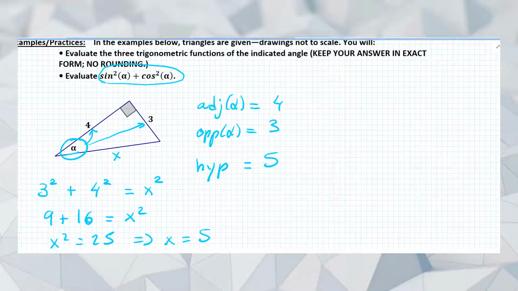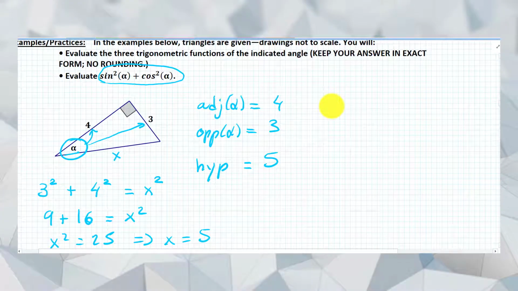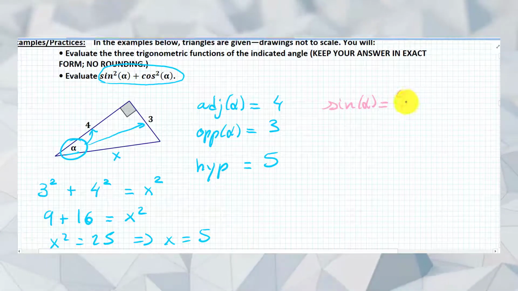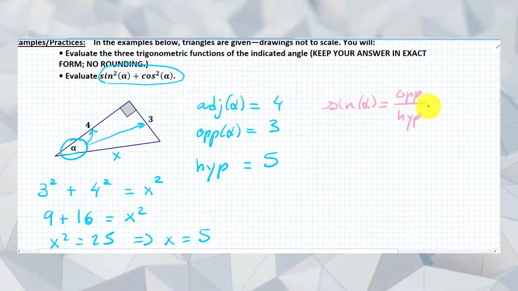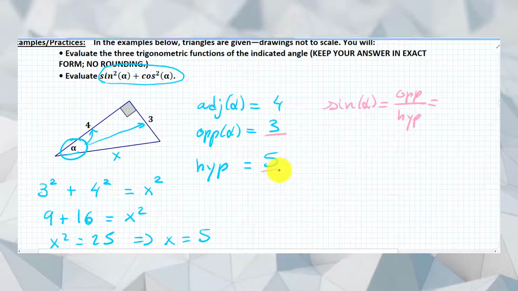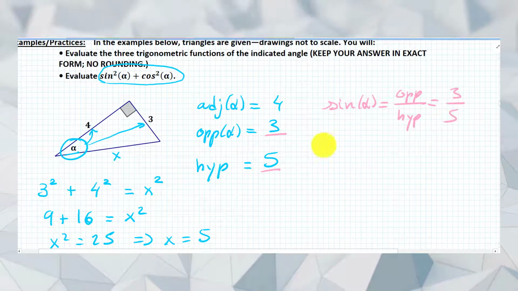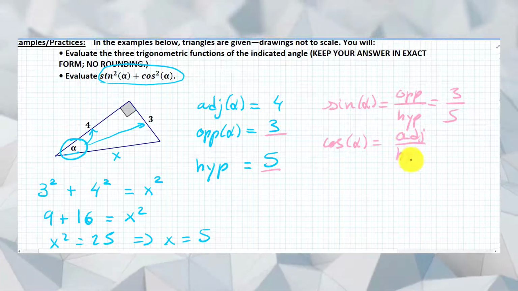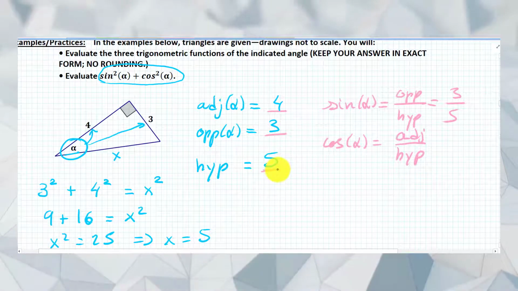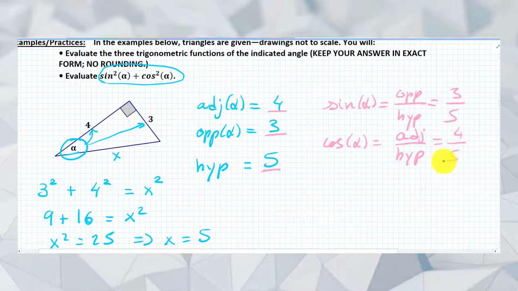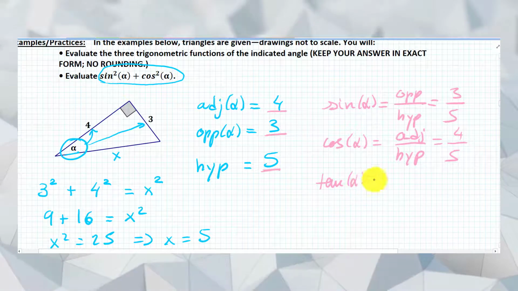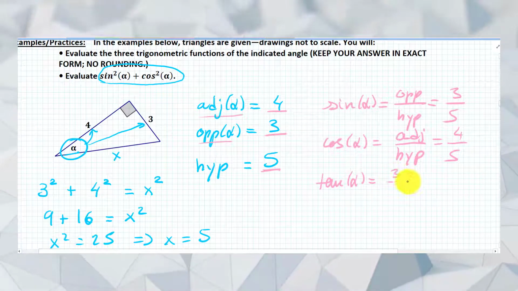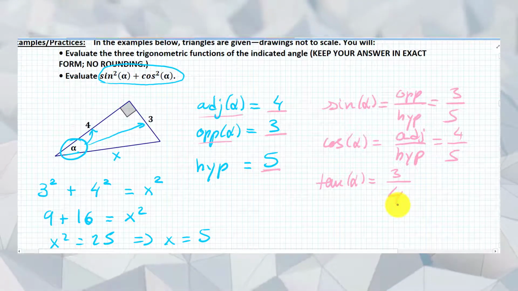So now I can write the value of sine, cosine, and tangent of the angle alpha. What is the sine of alpha? It is the opposite over the hypotenuse. So it is 3 over 5. What is the cosine of alpha? It's the adjacent over the hypotenuse. And so it is 4 over 5. And the tangent of alpha is the opposite over the adjacent. So it is 3 over 4. Here we go. I've answered the first question.